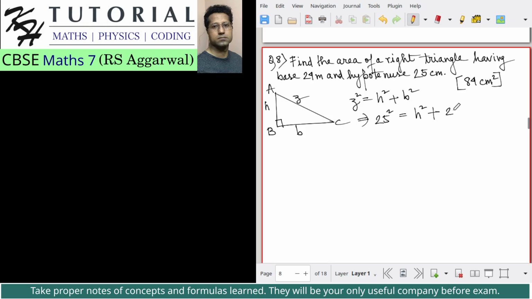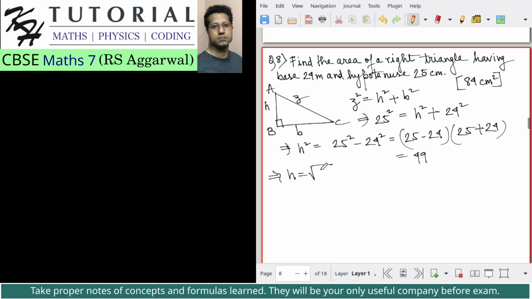So we have 24 square. So this implies height square is equal to 25 square minus 24 square, which is 25 minus 24 multiplied by 25 plus 24. This is equal to 49. So this implies height is equal to square root of 49, which is equal to 7 centimeter.